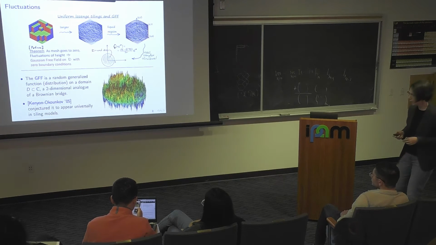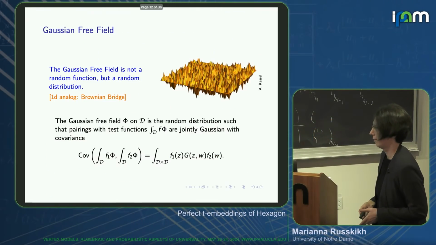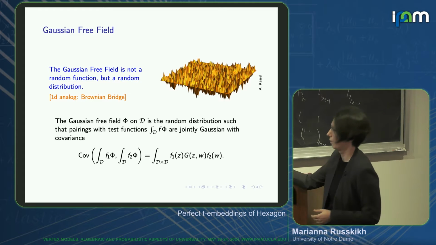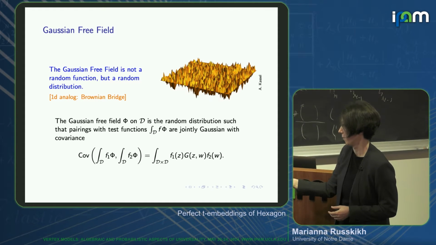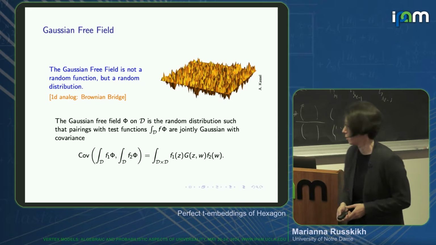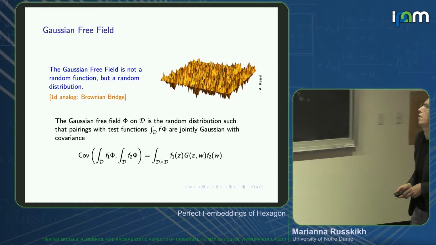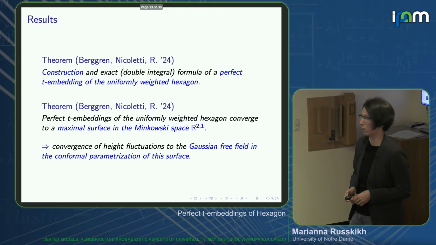Right. I don't think that I need to give a definition of the Gaussian free field here, but very quickly, this is the random distribution where the covariance is given in terms of the Green function, and this is one of the places where the complex structure appears. We need it for the Green function. All right. So this is what is known.